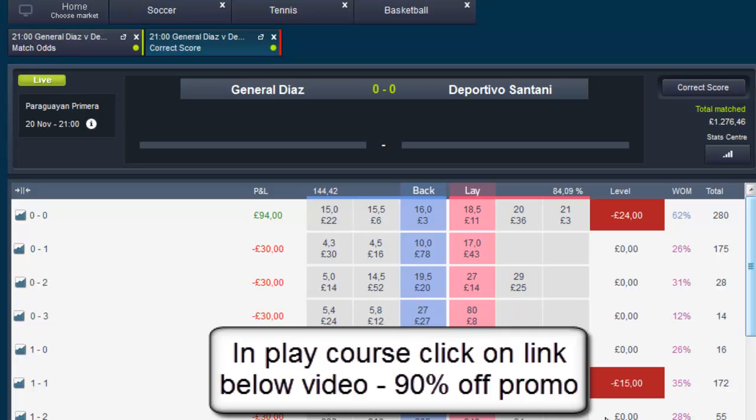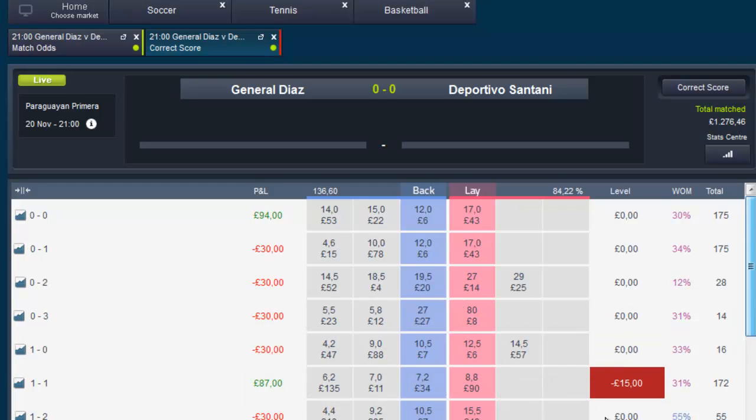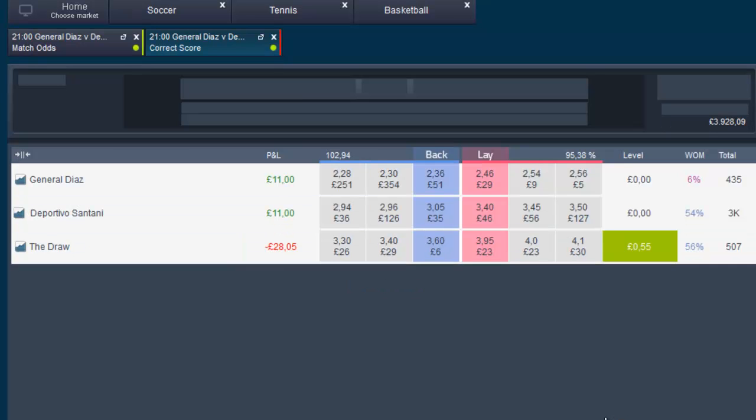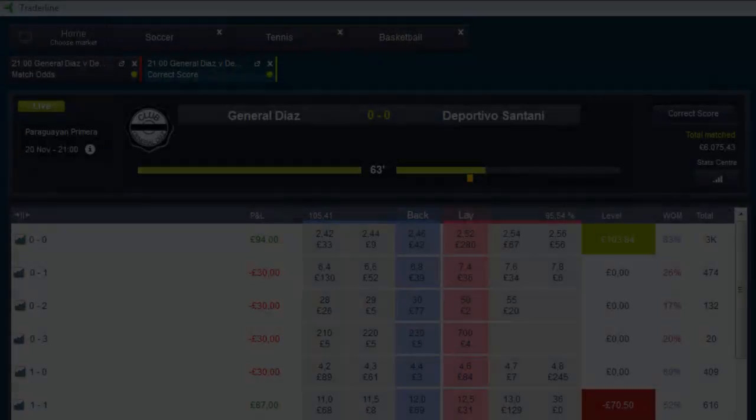So I've just gone to Traderline, and as you can see I've put my bets on the correct scores: 0-0, 1 each and 2 each. Total stakes is £30. Right, I'll just go to the match market, and I've laid the draw for £11 with a total liability of just over £28 on the draw. So that's my pre-match bets that are on.